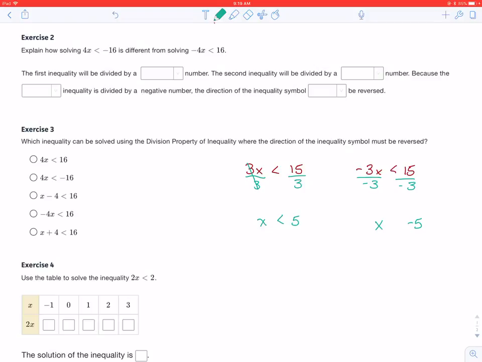Make sure that if you start off with a negative number, to turn it into a positive x, you have to divide by a negative number as well, or multiply by a negative number.